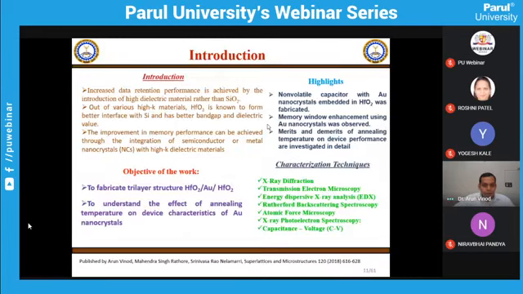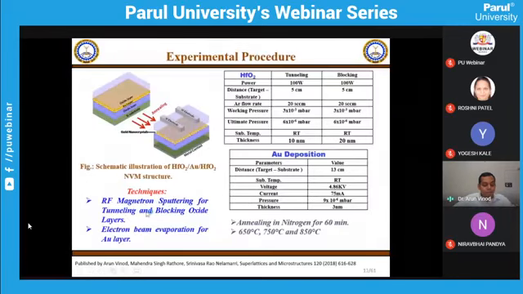So our objective was to fabricate a tri-layer structure of hafnium oxide, gold, hafnium oxide, and to see whether it has a non-volatile behavior because of the gold nanocrystals. So what we have done is we deposited the material using RF magnetron sputtering, the tunneling and blocking oxides, that is the HfO2. Here you can see the schematic illustration of the tri-layer structure.